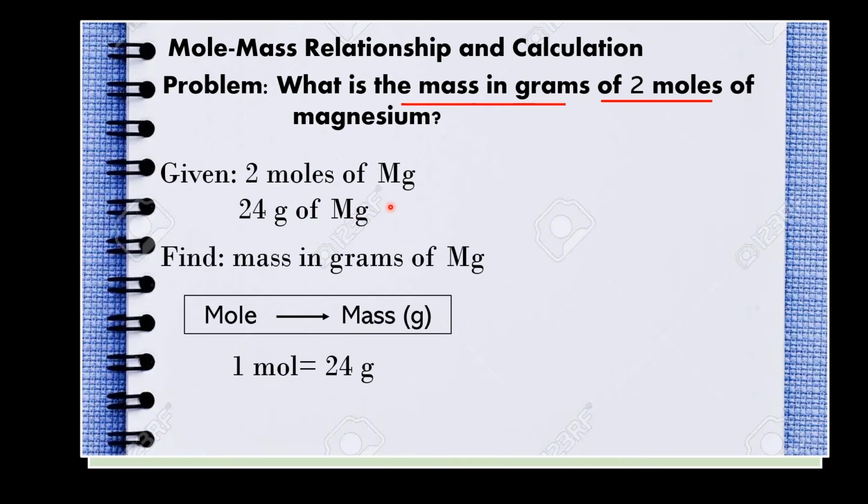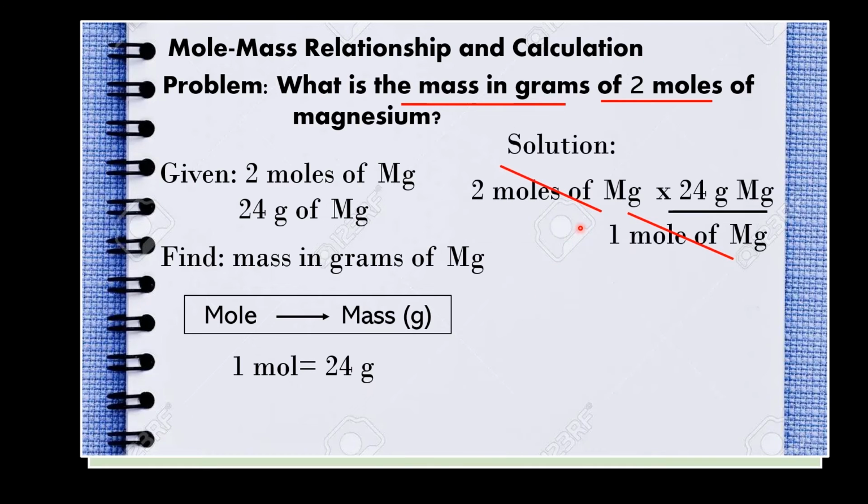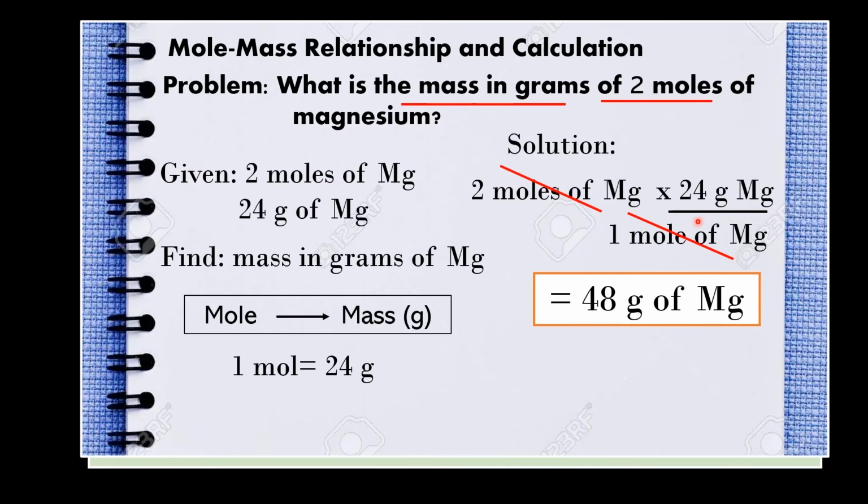Next is to find what is the unknown, and that is the mass in grams of magnesium. So the relationship is from mole to mass. So the equivalent is 1 mole is equal to 24 grams. For your solution, 2 moles of magnesium times 24 grams of magnesium divided by 1 mole of magnesium. So cancel out the common units, then multiply 2 and 24, we will have 48 grams of magnesium.